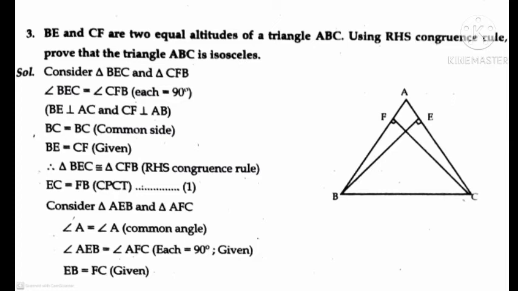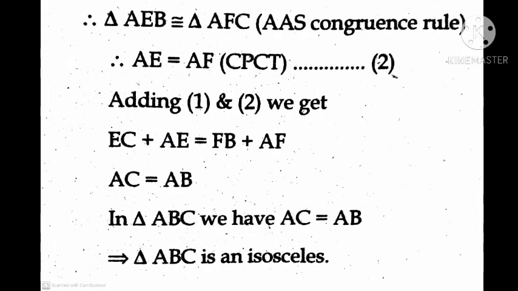It is given, EB equal to FC. It is also given in the problem. Therefore, triangle AEB is congruent to triangle AFC according to the AAS congruence rule. AAS means angle, angle, side. Next step, AE is equal to AF, since CPCT. It is equation 2.